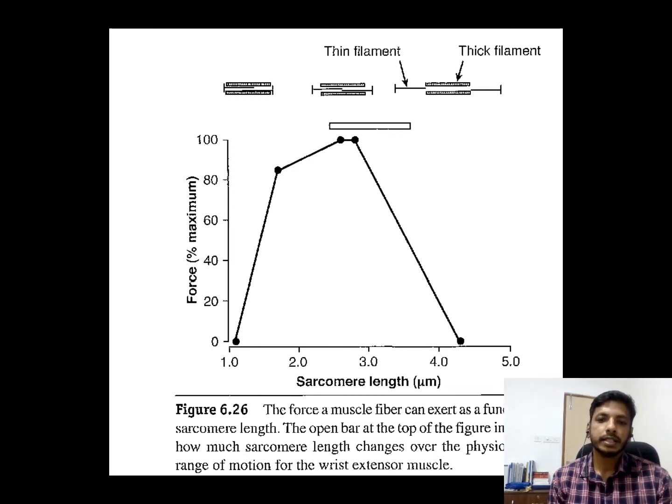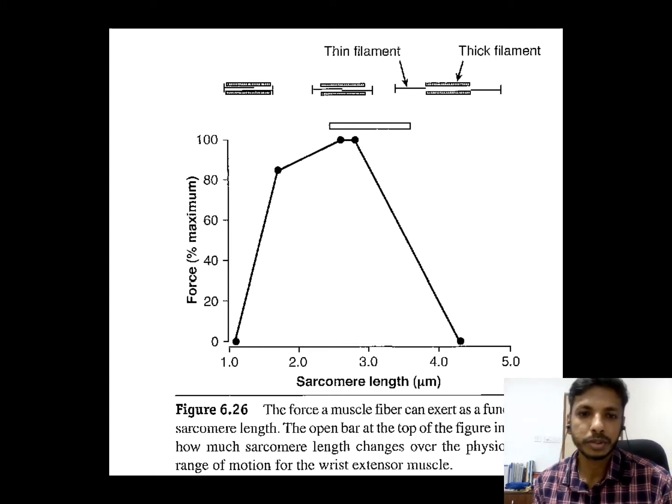This length-tension relationship has three limbs: the ascending limb, the plateau, and the descending limb. In the ascending limb, as the sarcomere length increases slowly, the force production increases. At a particular length, say 2.2 to 2.5 micrometers of sarcomere length, the individual muscle fiber is able to produce maximum force. That is the optimal sarcomere length, which shows that to produce maximum force, the sarcomere length should be optimal.